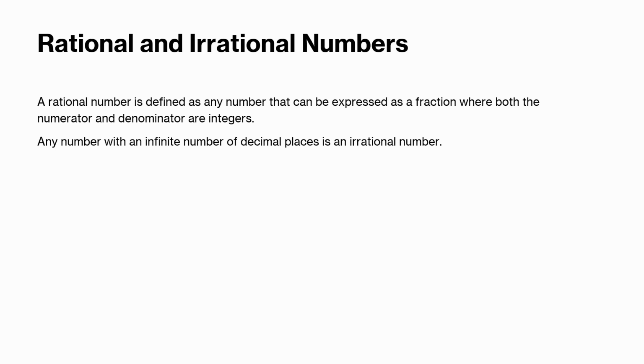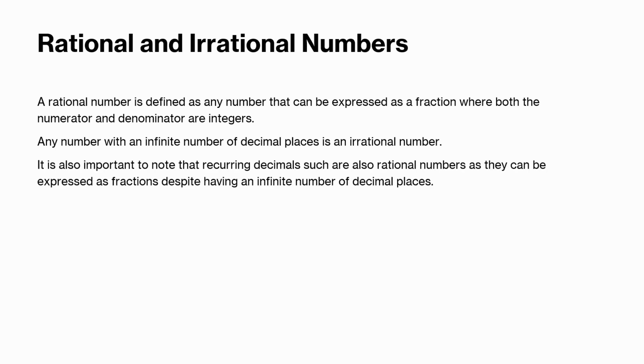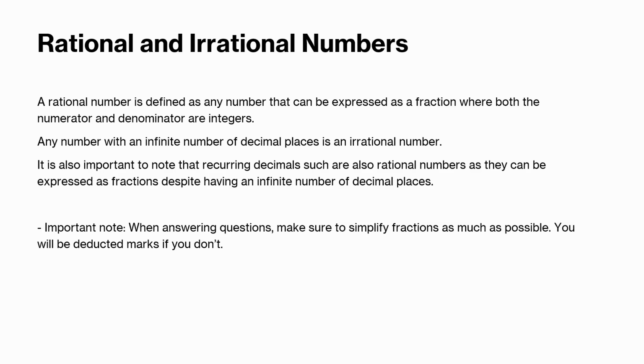They are irrational numbers. An important exception you might have already thought of is recurring decimals. We know they have an infinite number of decimal places, but we know that some common ones, like 1/3, 1/6, they can also be written as fractions. Yes, these are the exception to the rule. They can be expressed as fractions despite having an infinite number of decimal places, and therefore they are rational numbers. An important note: when answering questions, as always, make sure to simplify fractions as much as possible. You will be deducted marks if you do not do this.